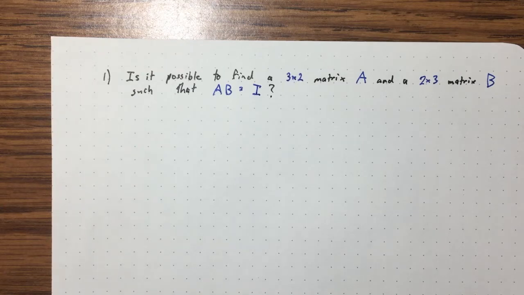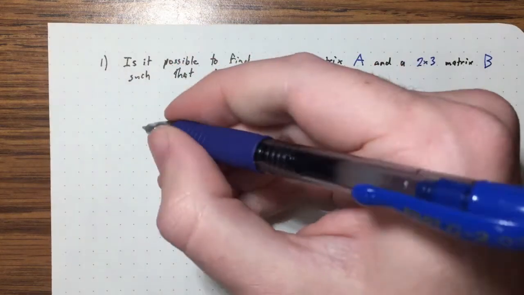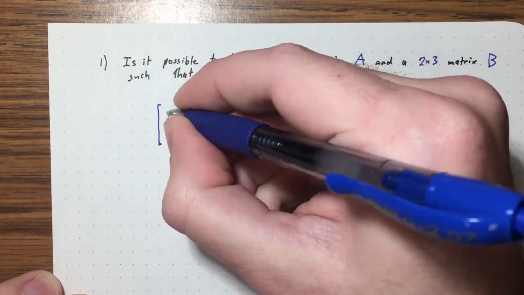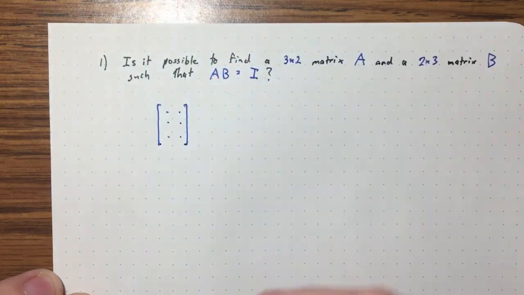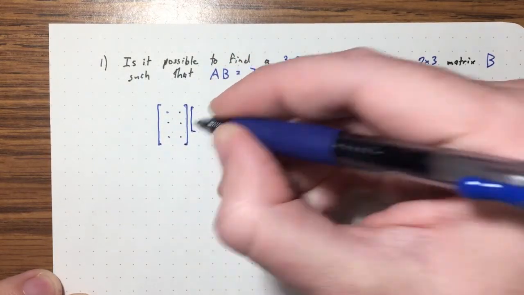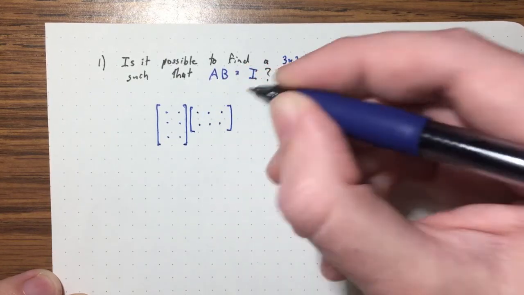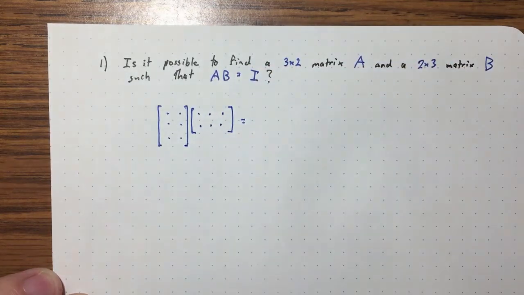So what would A times B look like? It's a 3 by 2 matrix. I have 3 rows and 2 columns. So there's A. Okay, so here are my entries. And I'm multiplying by B. I'm multiplying by a 2 by 3 matrix. So, and I want that to equal the identity.